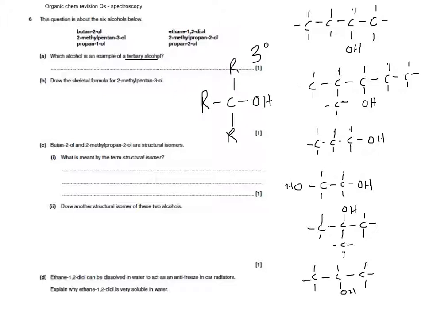To be a tertiary alcohol, you need to have the OH group attached to a carbon which has 3 alkyl groups attached to it as well. And this is the structure that meets that criteria. So the answer is 2-methyl-propan-2-ol.